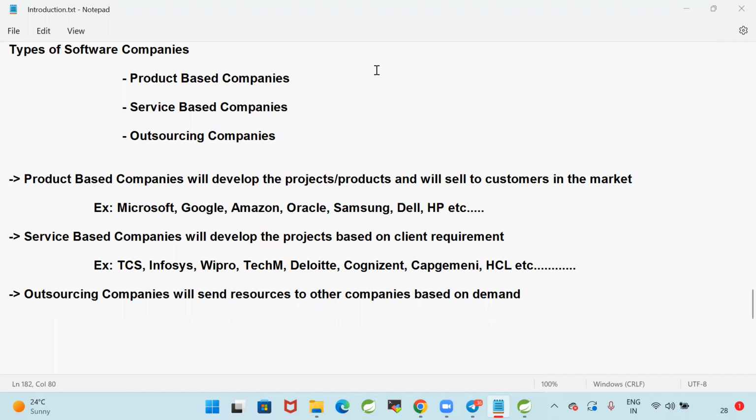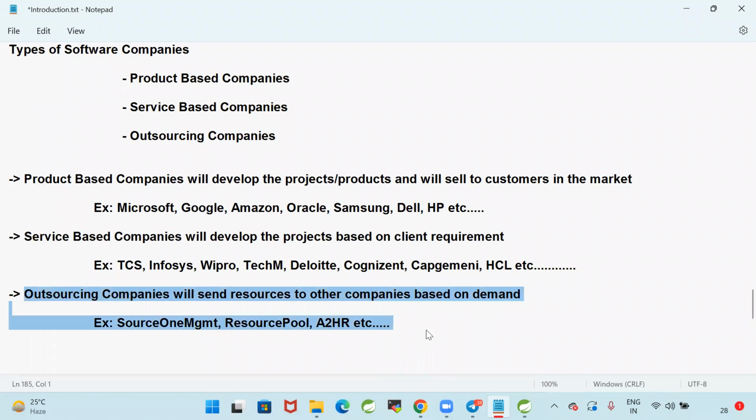That is the reason companies are going for outsourcing business. Outsourcing business means one company will send their employees to another company to develop the project. There are some outsourcing companies available, like Resource Pool, A2HR, etc. So there are so many outsourcing companies. What is the meaning of outsourcing company? One company will select you as their employee, but you will do the work in the other company. That means companies will sell employees to other companies. Such kind of companies are called outsourcing companies.